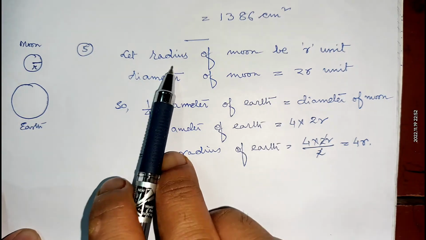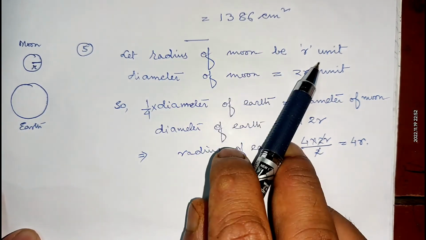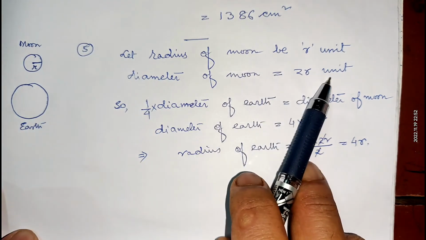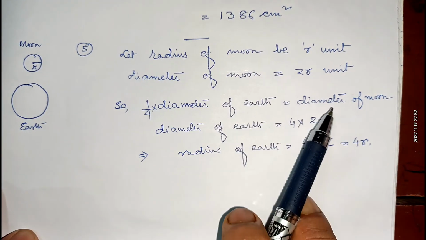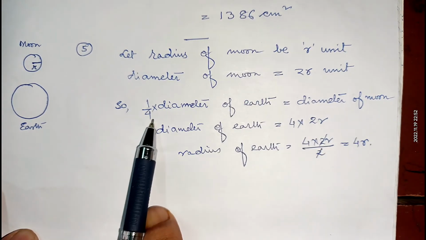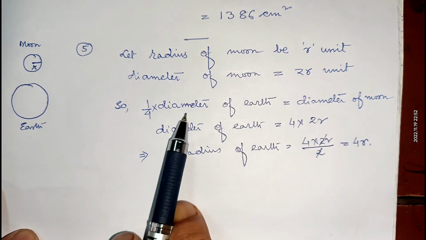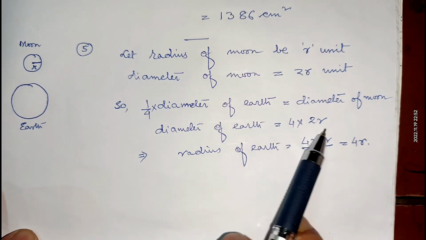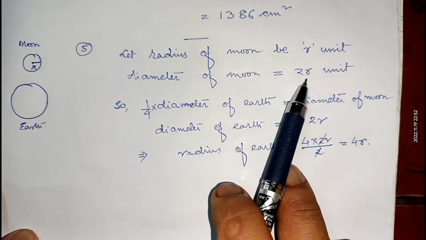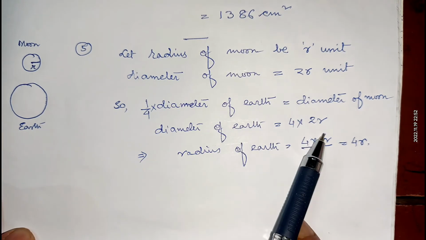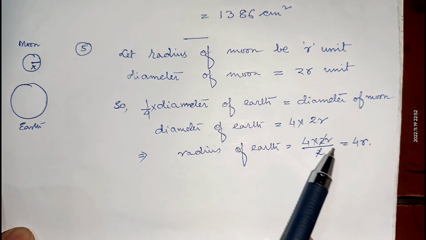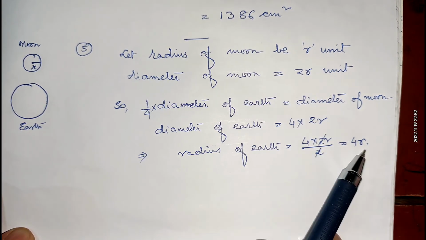Suppose we consider the radius of the moon to be r unit. If the radius of the moon is r, then the diameter of the moon will be twice r. Now in the question it is given that the diameter of the moon is 1/4 the diameter of the earth. So the diameter of the earth will be 4 into the diameter of the moon. The diameter of the moon we already got as twice r, so it will be 4 into twice r. Therefore the radius of the earth will be 4 into twice r divided by 2, which will give 4r.